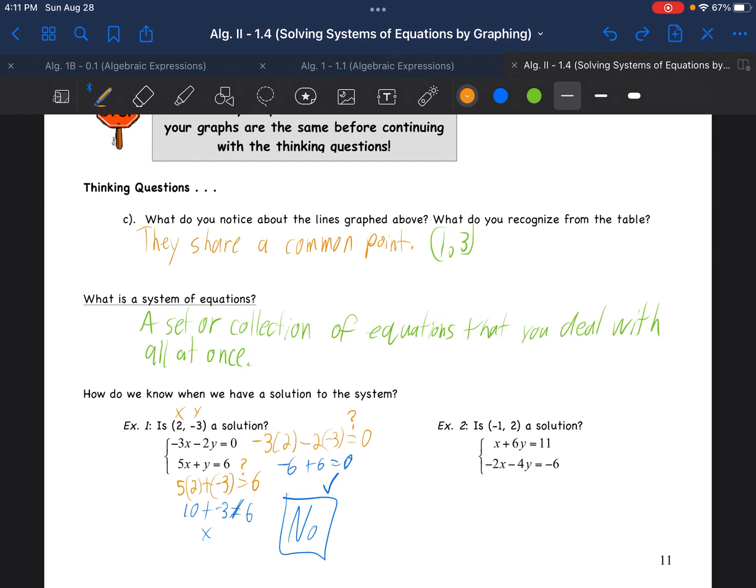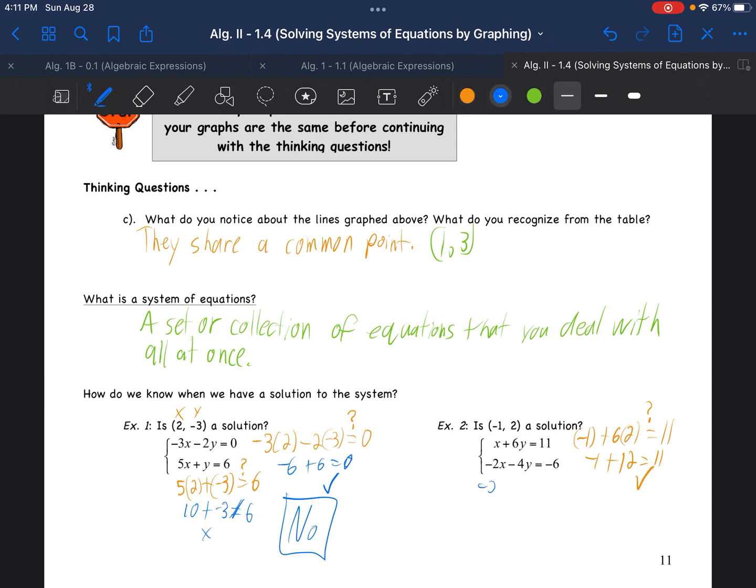So example 2: is (-1, 2) a solution? So we're plugging in -1 for x and 2 for y. So -1 plus 6 times 2 equals 11. You can put the question mark, don't have to. 6 times 2 is 12. -1 plus 12 does in fact equal 11, so that one works.